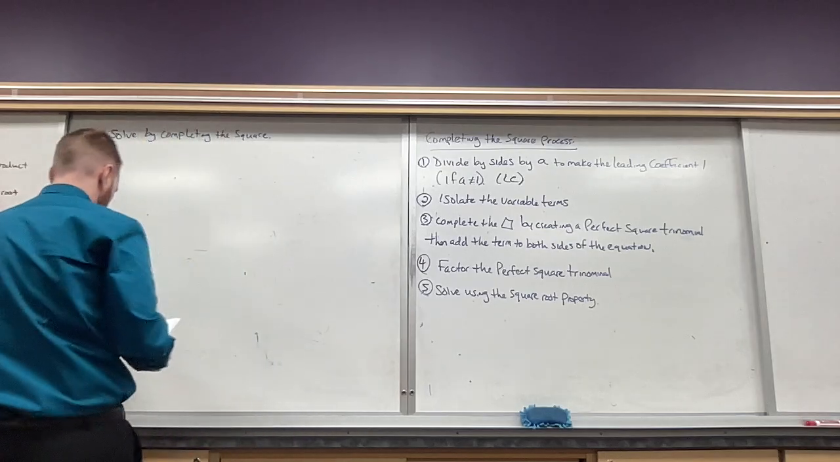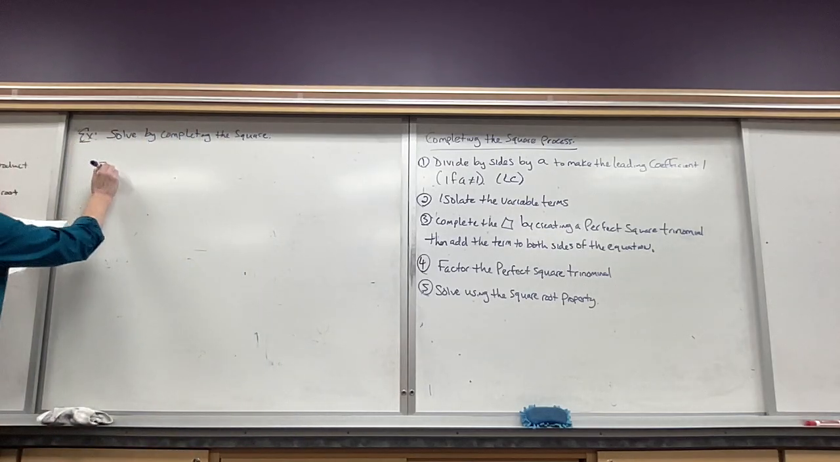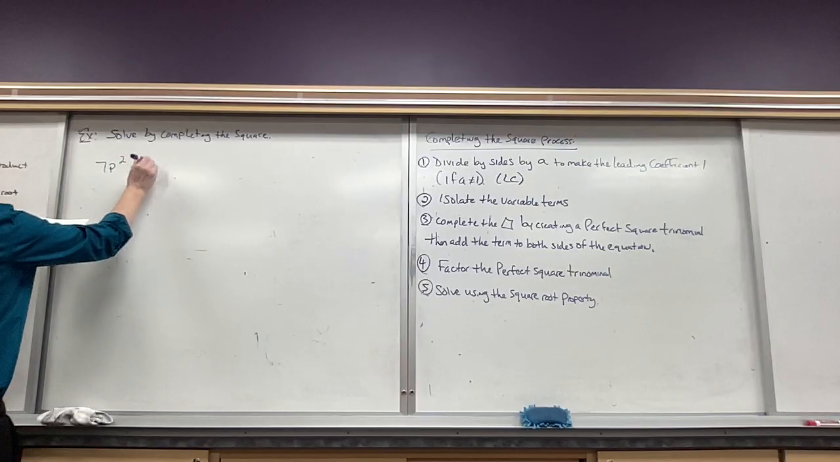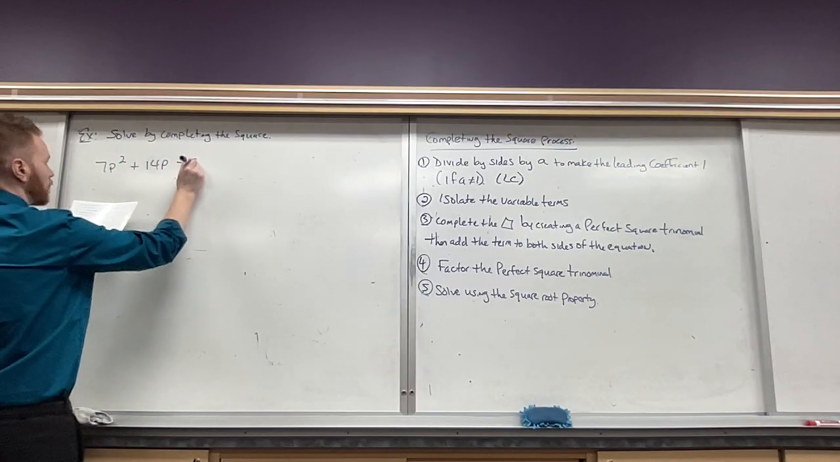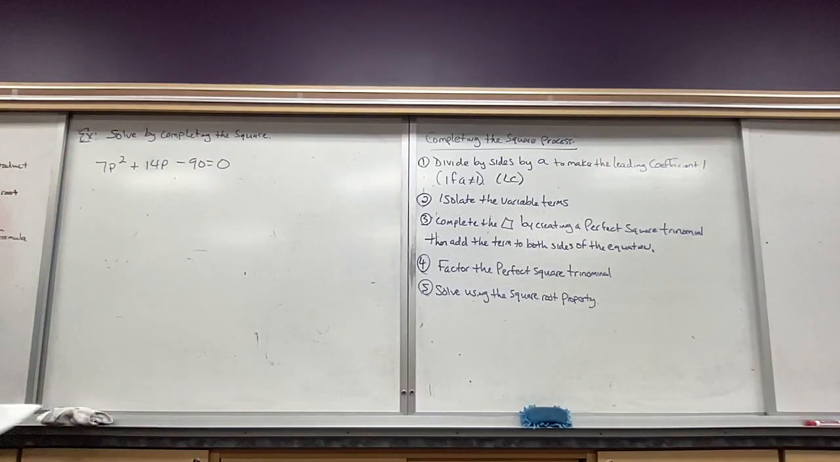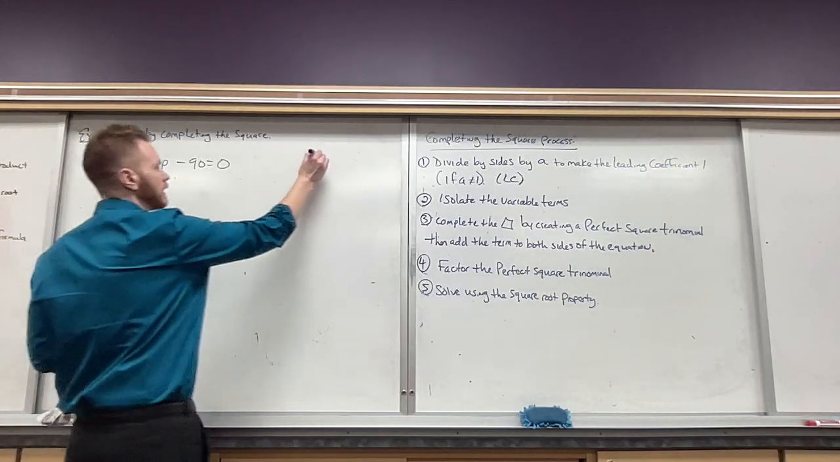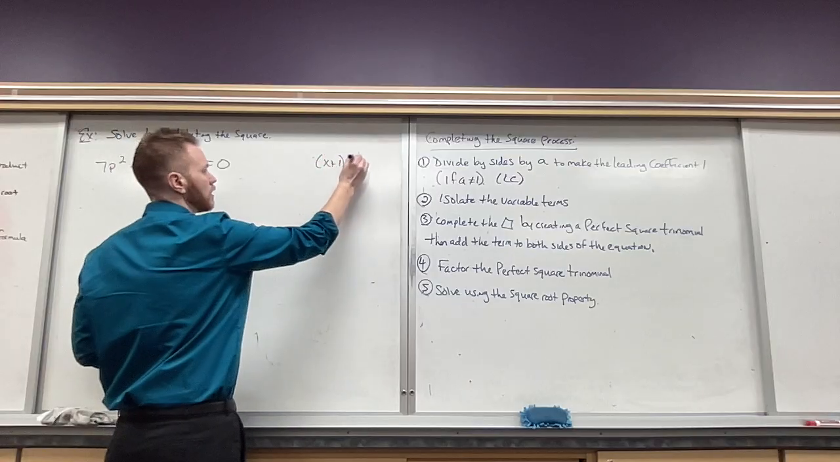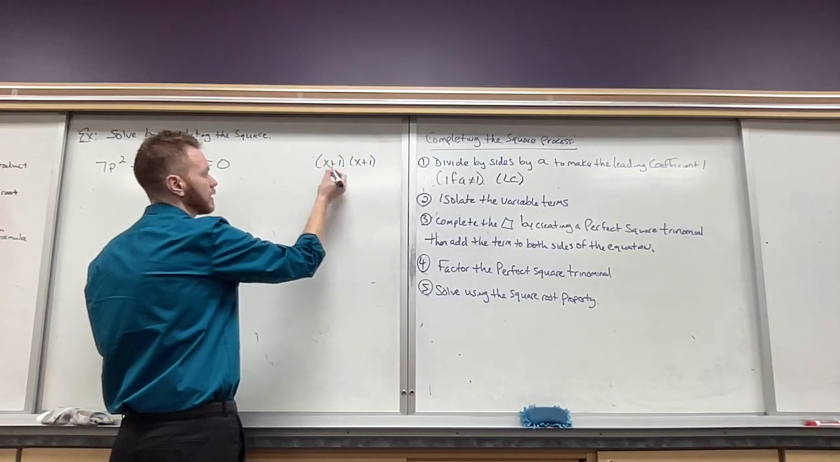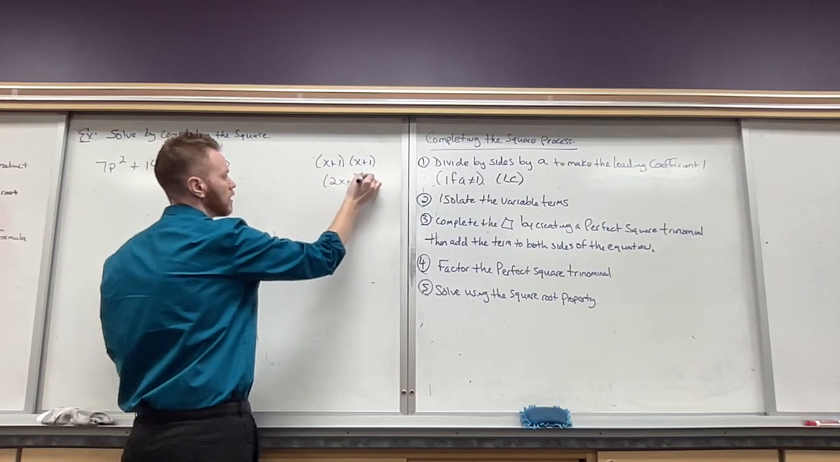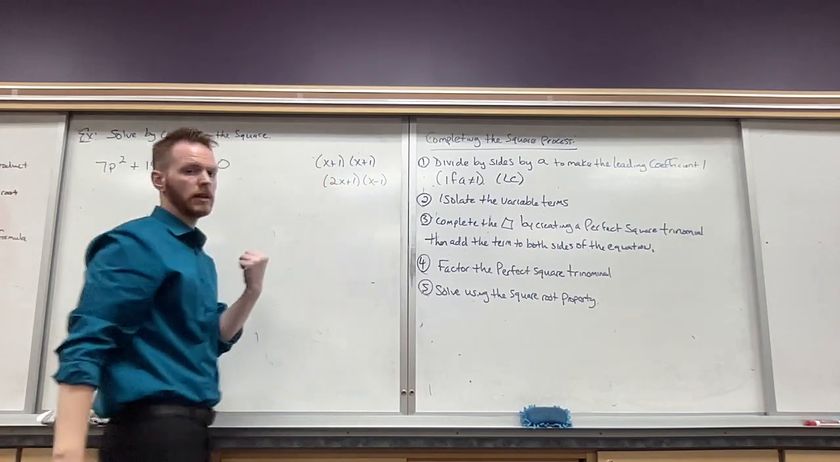Same instructions, solve by completing the square. Notice that A, the quadratic term, is not 1. Now, why is it so important for that to be 1? Well, think about it. When we had something like this, we were able to condense it with an exponent. When we have something like this, well, I can't condense it with an exponent.